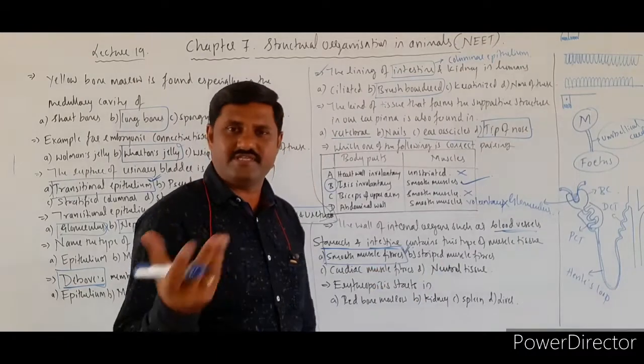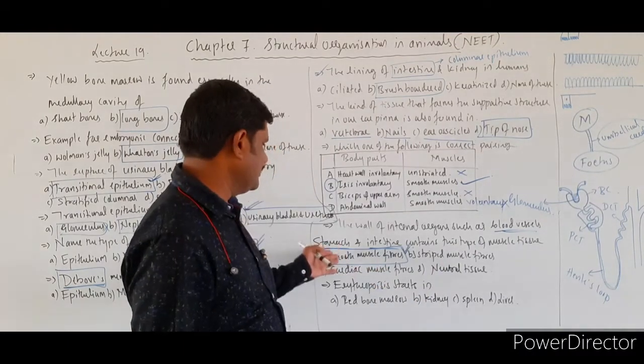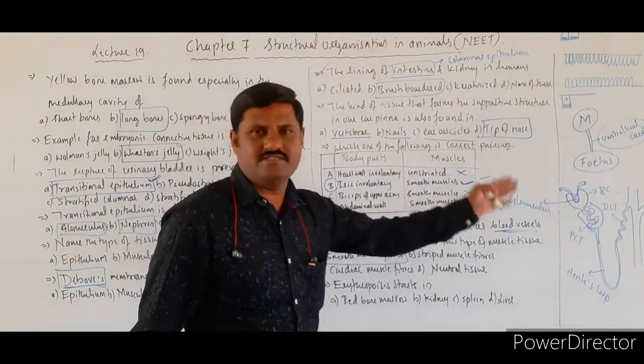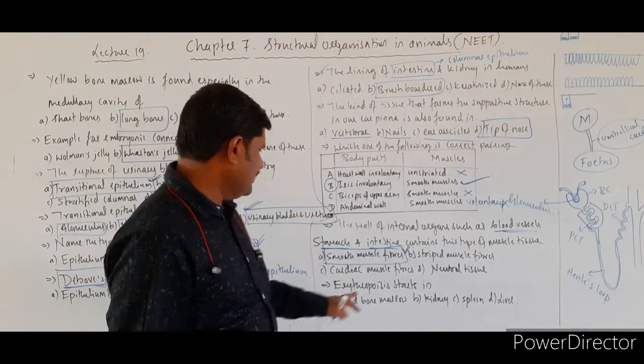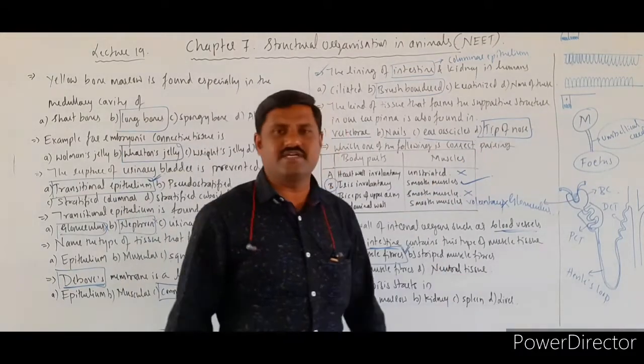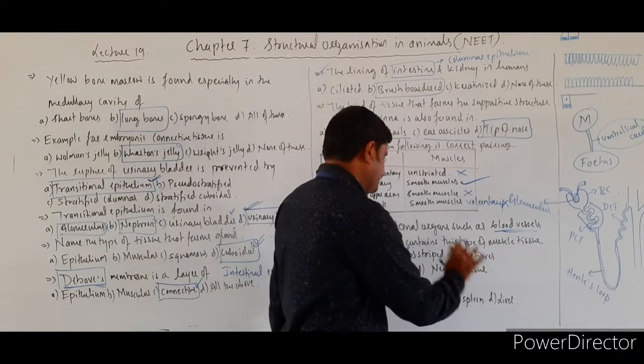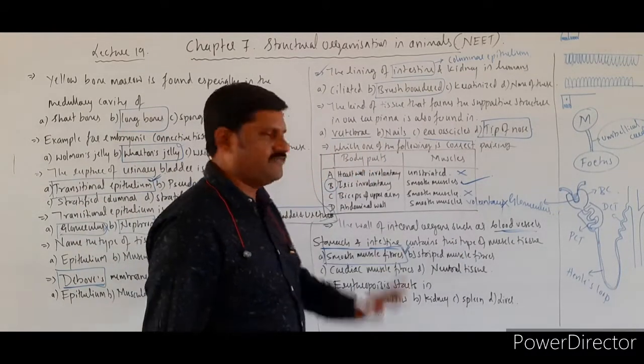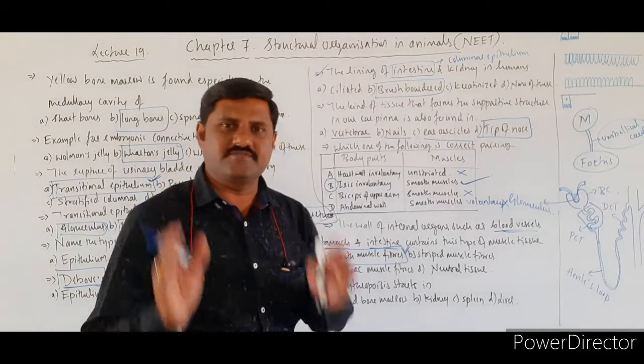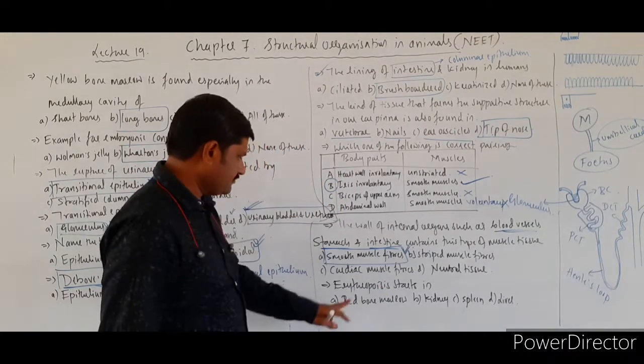Cardiac muscles make the heart itself. Here he has given stomach, intestine as well as blood vessels itself. And the next one, neural tissue he has given. There is no neural tissue there. So that's why this is also not the answer. Smooth muscle fibers itself is the answer for this question. Next one.